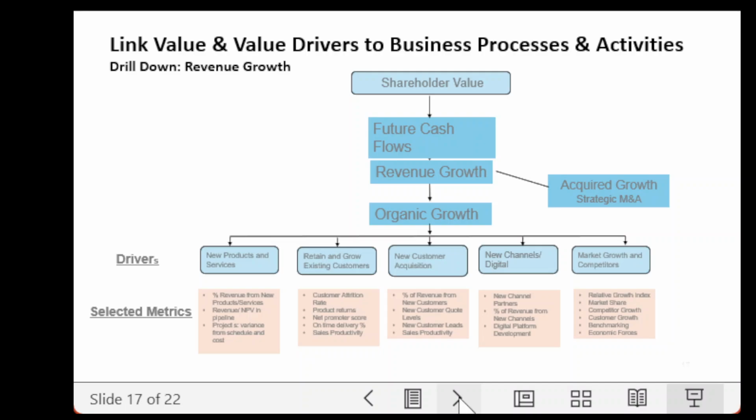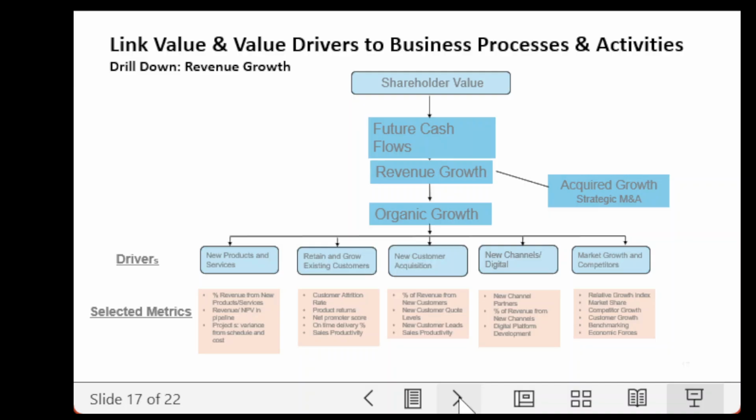And so if we drill down underneath that growth driver, we can separate out acquired growth versus organic growth. And the drivers of growth include new products and services, the contribution from that activity, retaining and growing existing customers, very important to do both, acquisition of new customers, looking for whole new channels of distribution, maybe digital, maybe a new territory, and then finally what's happening to the overall market and market growth and the competitive environment.